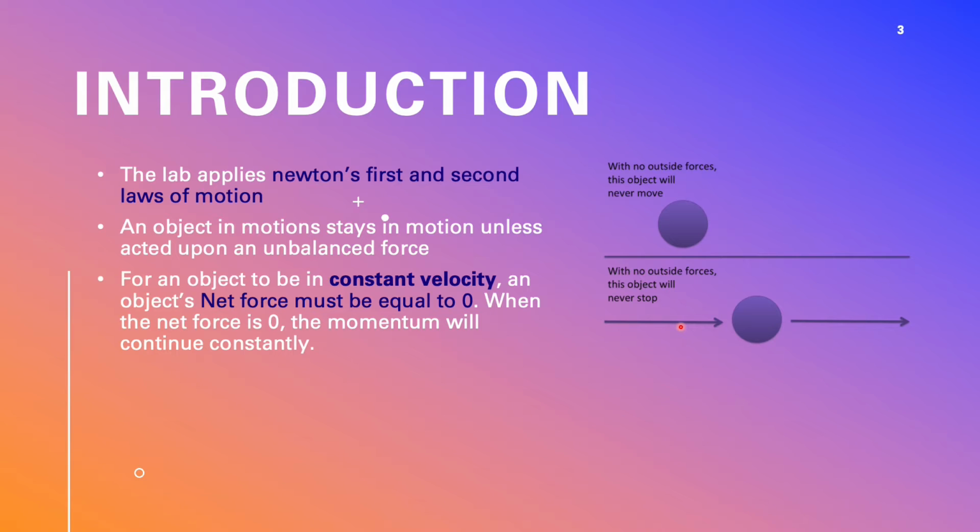Additionally, Newton's second law states that an object is in constant velocity if the sum of the forces, F net, acting on the object is 0. As the momentum principle states, when the net force is 0, the momentum will continue constantly, and as a result, the object will continue moving at a constant velocity.